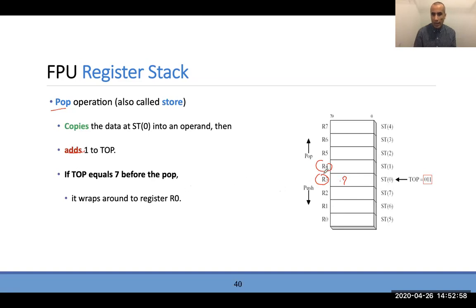And if we keep adding and we reach R7 right here, there is no further space to go, right? So that is when the CPU is going to wrap it to what?